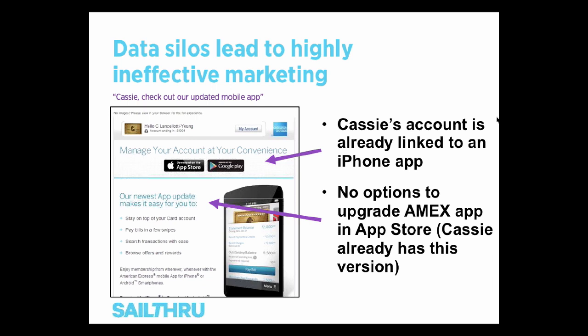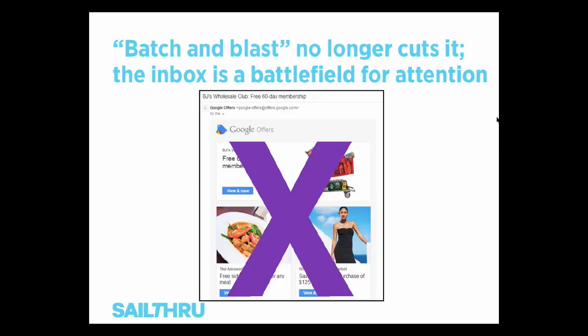Further, when I jump in, I read a little bit more about the newest app, got excited, went to the App Store, and sought to download it. There were no options to upgrade the American Express app in the App Store because I had already done that. If American Express had been tying together these different pieces of data from the various silos, they would have precluded me from receiving this email and only sent it to the people who had not yet downloaded this latest version of the app. So along those lines, it's important to recognize that batch and blast no longer cuts it in marketing.